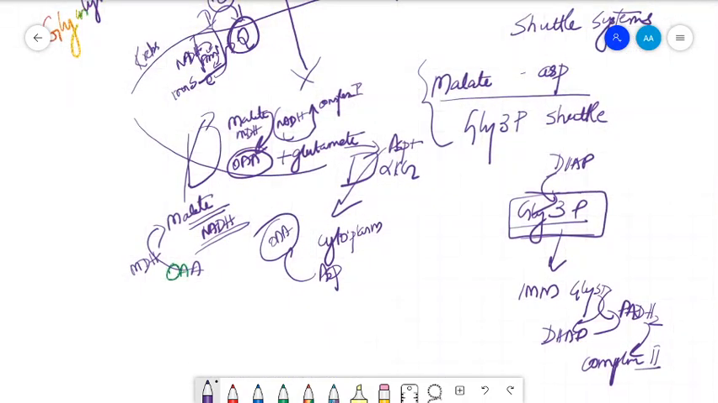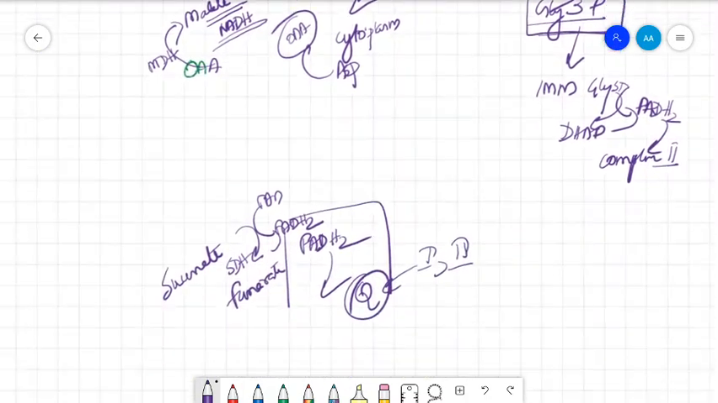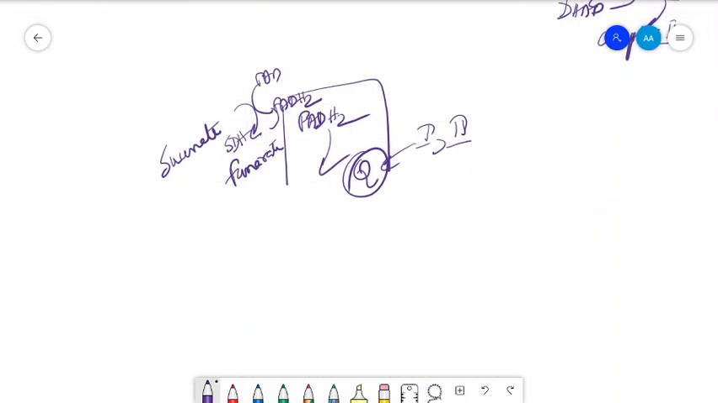But complex 1 receives energy. Since it is placed high, it has some high potential energy. So with the help of this energy, it pumps protons to the intermembrane space. It pumps 4 protons to the intermembrane space, whereas complex 2 cannot pump protons to the intermembrane space. So no proton pump. No proton is pumped to the intermembrane space by complex 2 because it is not getting sufficient energy. But it transfers the electrons to ubiquinone.